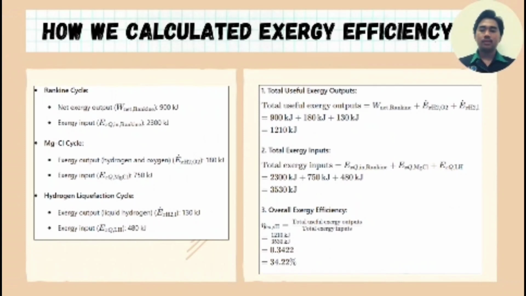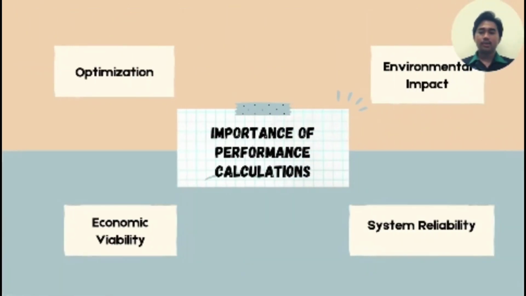Then to find the exergy efficiency, we find the basic information of the input and output of the exergy, and we insert it into the exergy efficiency formula to find the overall exergy efficiency. We can conclude that the efficiency of the nuclear steam system is very important to optimize the output power of the system. First one is optimization, to improve system design and operation. Second, environmental impact, to reduce pollution. Third, economic viability, to get high profit. And last one is system reliability, lower maintenance costs.